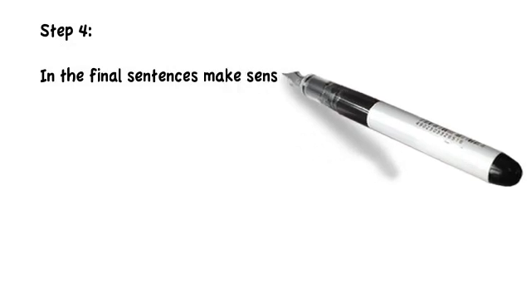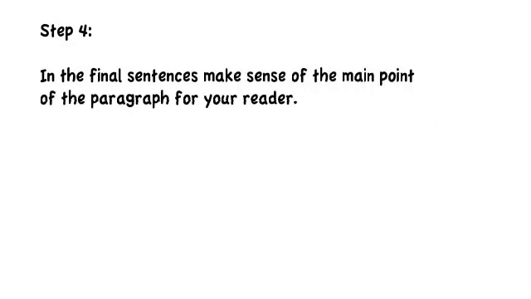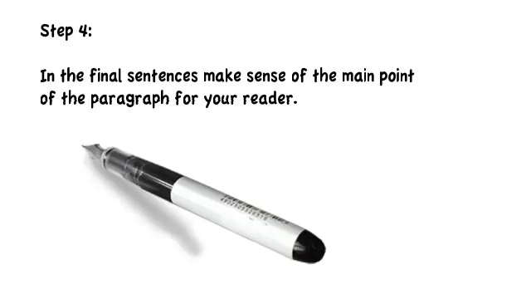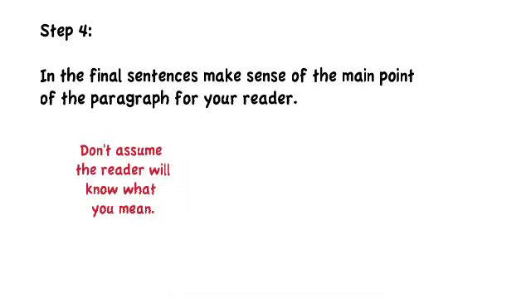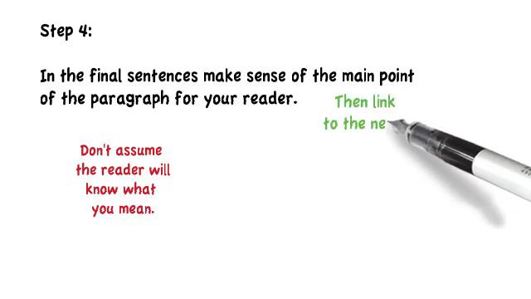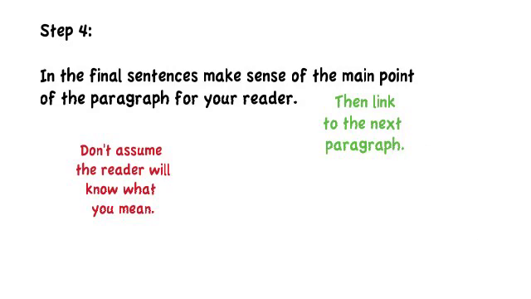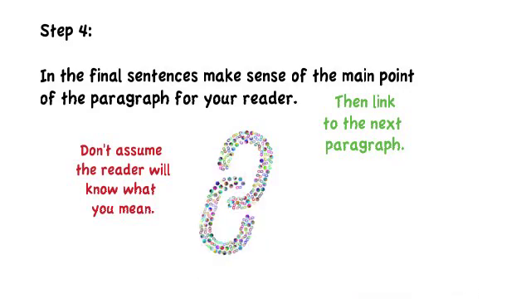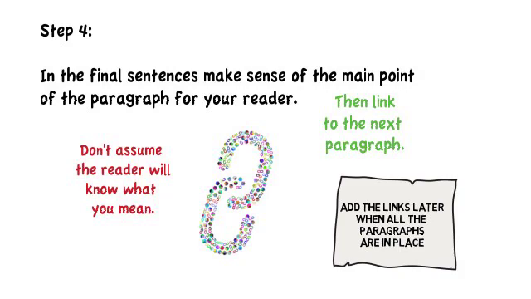Step 4 is in the final sentences of the paragraph, make sense of the main point for your reader. So this is about not assuming that your reader knows what you mean just by making the main point. So make sense of it so that you're providing your reader with insight, and then link to the next paragraph. Now the links to the next paragraph can be written in revision rounds later on, but when you're generating the paragraph, don't worry about the links. Come back later on in a later draft and fill those links in.